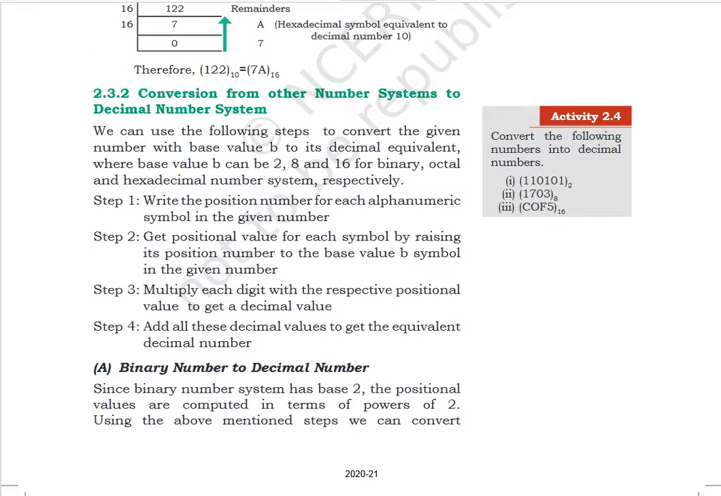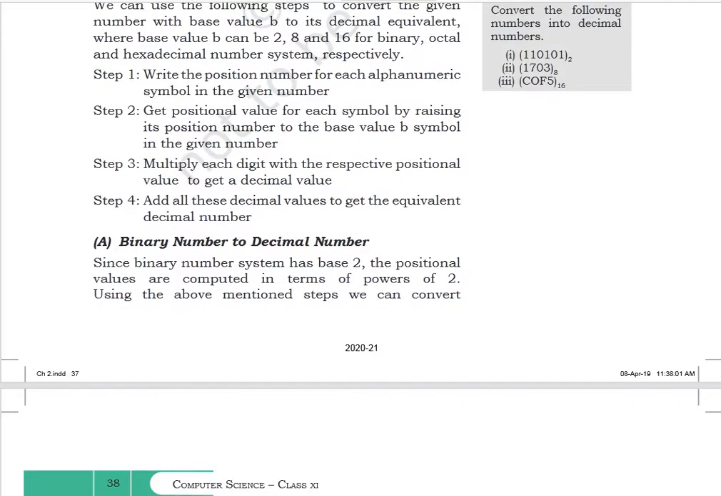We can use the following steps to convert the given number with base value b to its decimal equivalent, where base value b can be 2, 8 and 16 for binary, octal and hexadecimal number systems respectively, right? Step 1, write the position number for each alphanumeric symbol in the given number. Step 2, get the positional value for each symbol by raising the base value b to its position number. Step 3, multiply each digit with the respective positional value to get a decimal value. Step 4, add all these decimal values to get the equivalent decimal number.